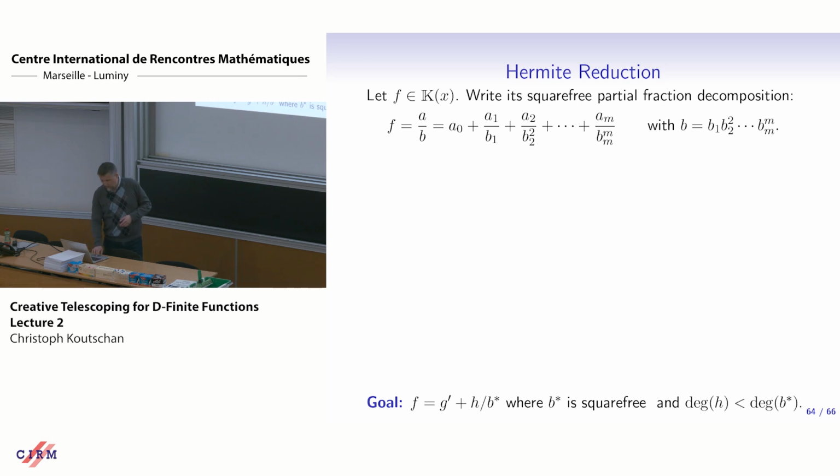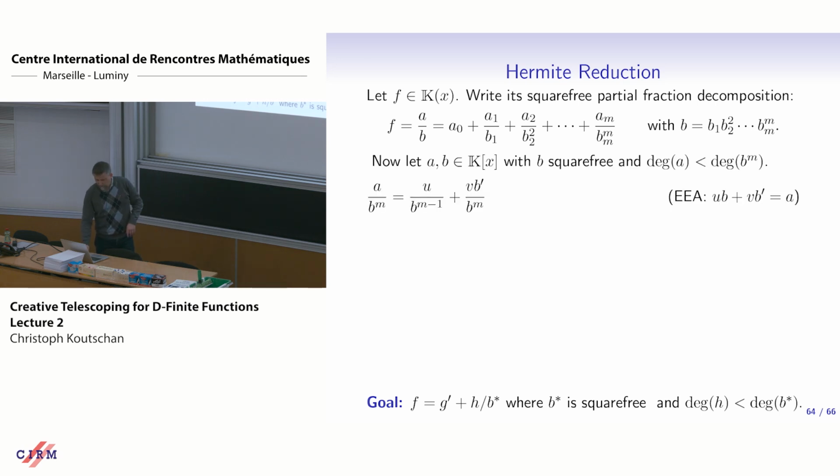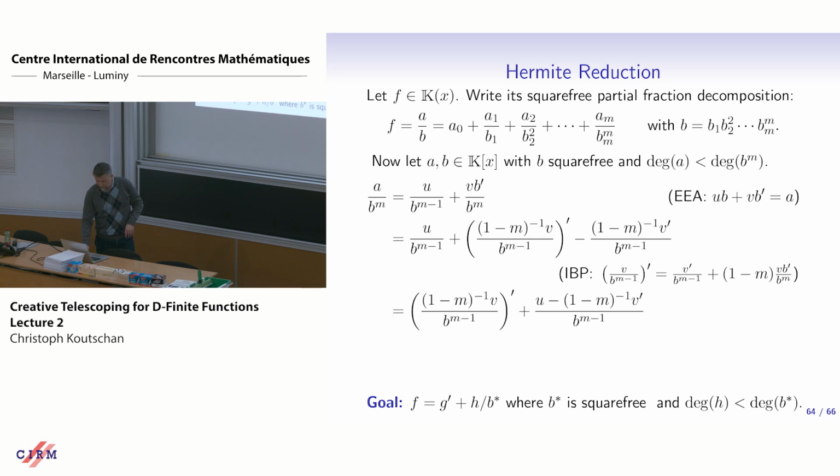So we have a rational function, and Hermite reduction writes it in the form G prime plus something, where this remainder has a square-free denominator and is a proper rational function. And maybe I don't have to explain to you how this Hermite reduction works. This is really classical.